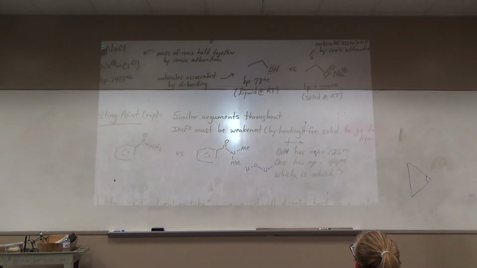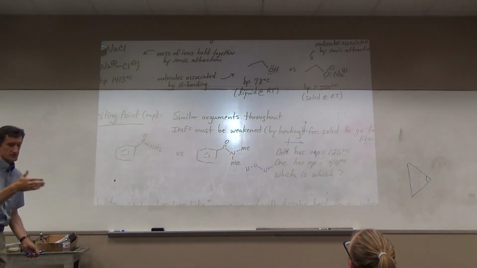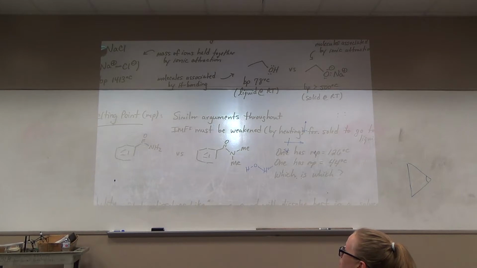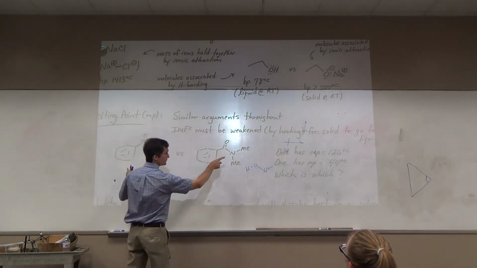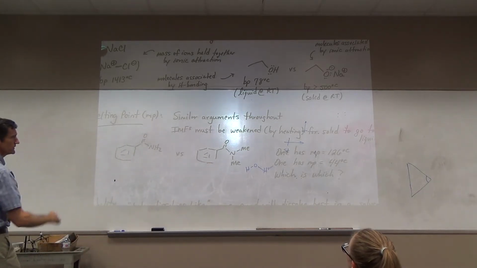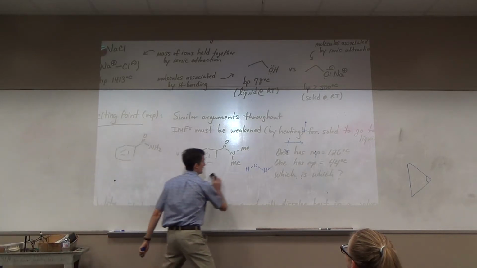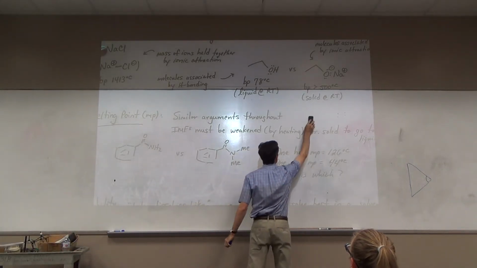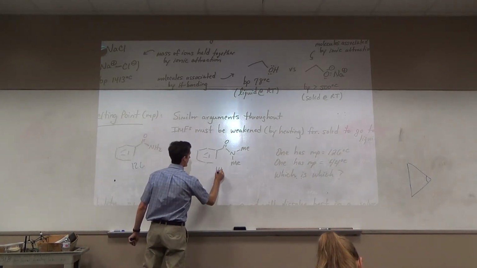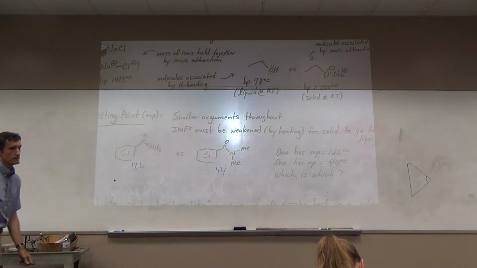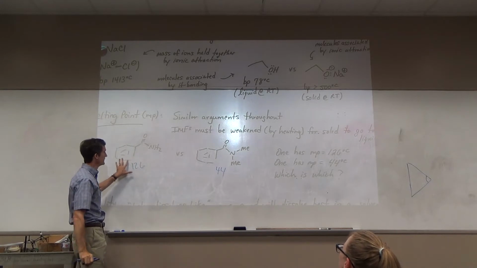Let's look at melting point. Same arguments throughout. IMFs must be weakened to go from solid to liquid. Which would have a higher melting point? One is 126, one's 44. Which one of these is 126? This one's 126, this one is 44. Why is the melting point higher? More IMFs. Okay, let's get beyond that. Why does this have more IMFs?